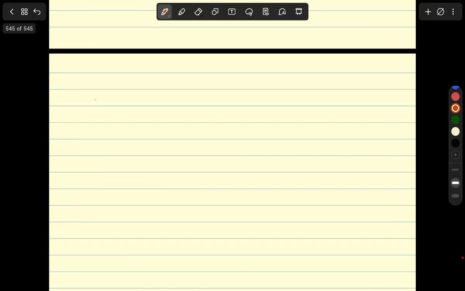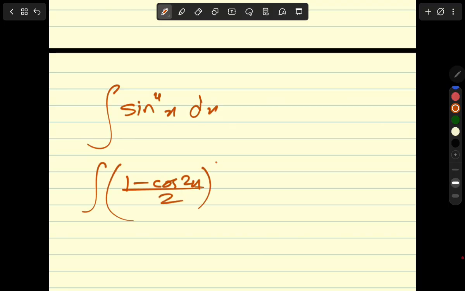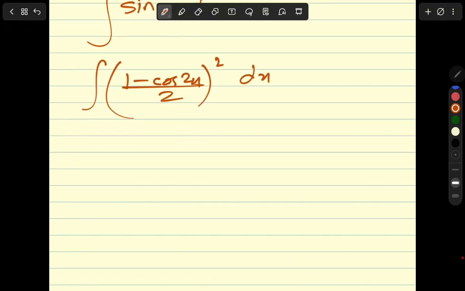So if I have something like the integral of sine to the power 4x dx. Now sine to the power 4x is nothing but sine squared x to the power 2, right? And sine squared x is nothing but (1 minus cos 2x over 2) to the power 2, right? And dx. So now this becomes 1/4 integral of (1 minus cos 2x) to the power 2.